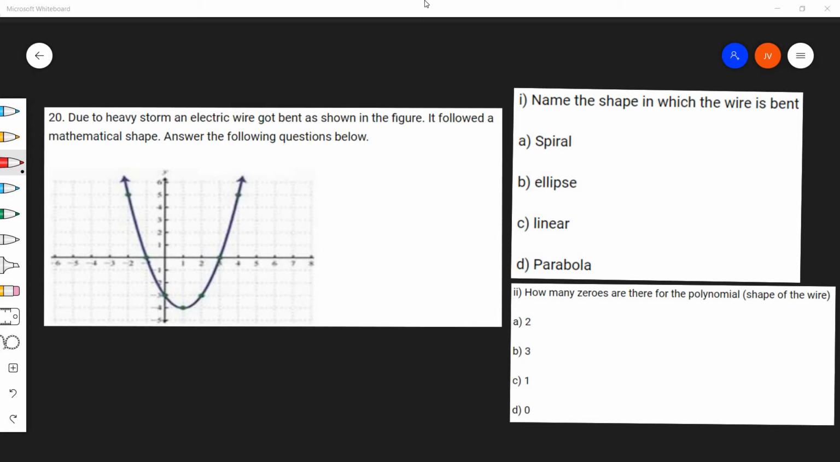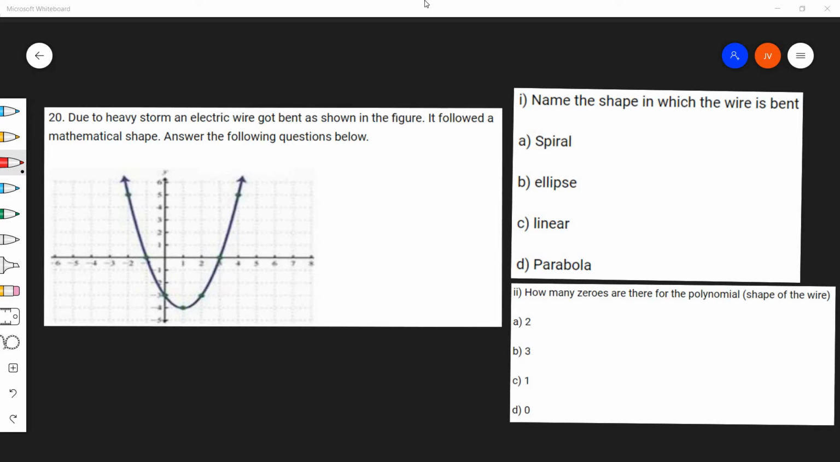For each case study question, there will be 5 MCQs. A student is supposed to answer any 4 out of the 5 questions. Each question carries 1 mark, not half mark as mentioned in my previous video. I have done the correction in the description box in the previous case study videos. Now let us look into the question.